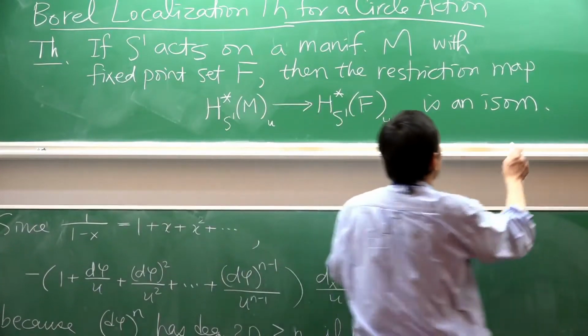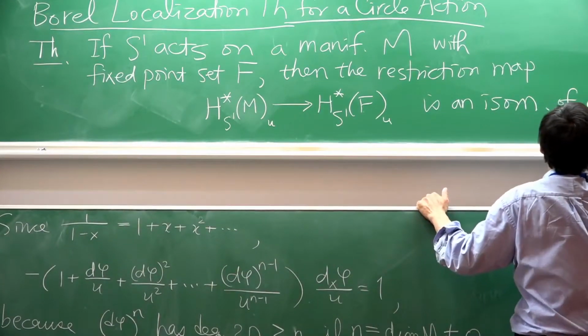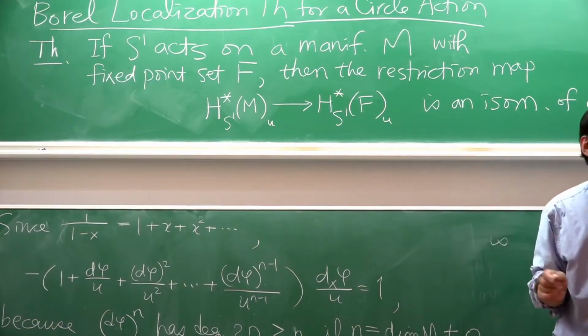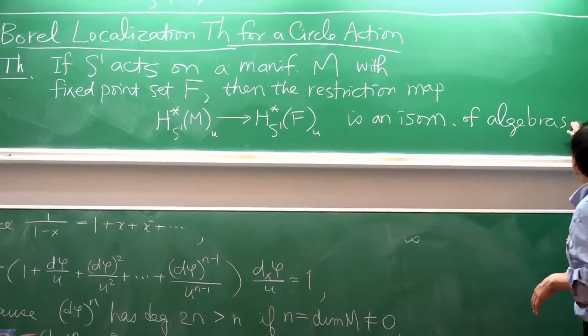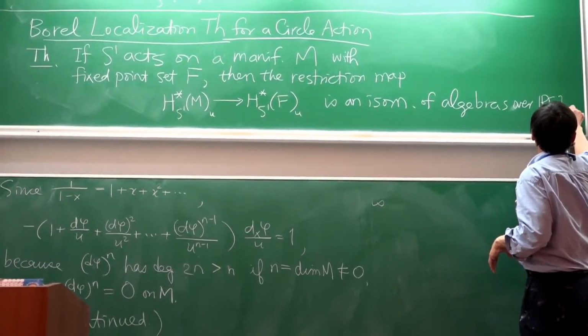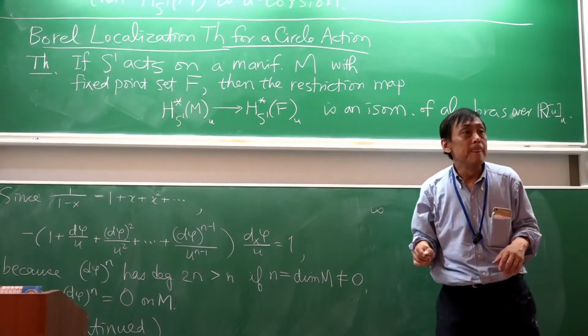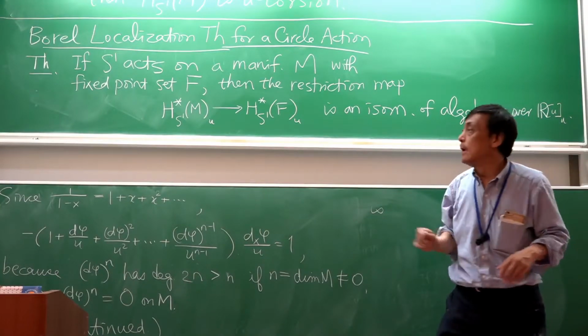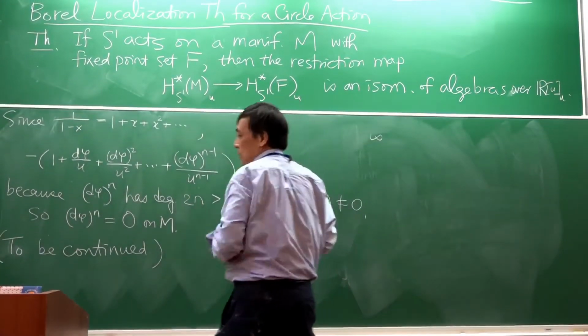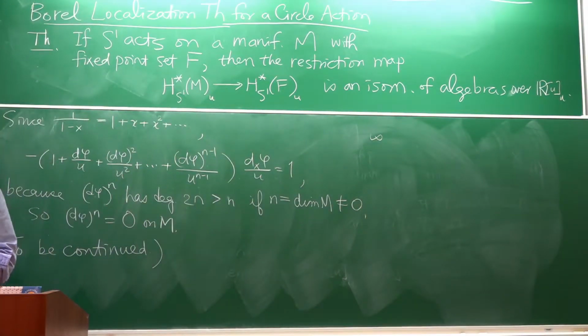So this is an isomorphism of algebras over R of U localized at U.